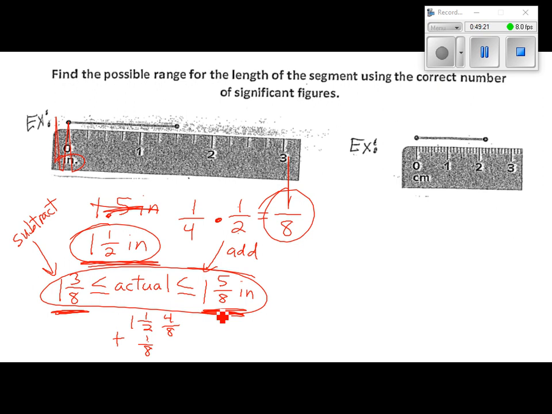What's the smallest unit of measurement on this ruler? Is it 1 whole? No. 0.1. And we're going to take that 0.1 times 0.5, or 1/2 again. We've done this like 3 times today. What's 0.1 times 0.5?